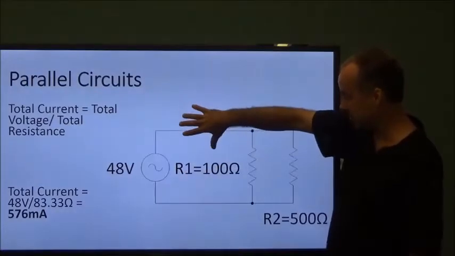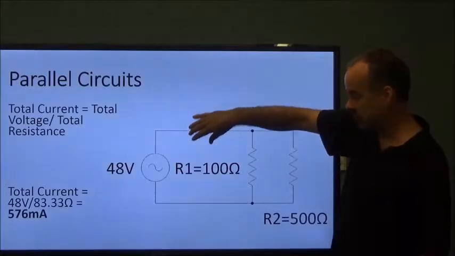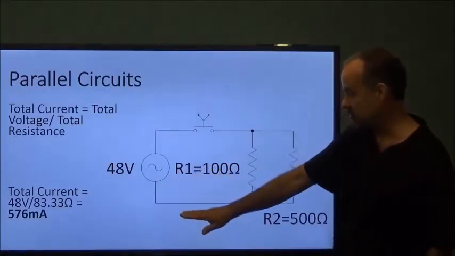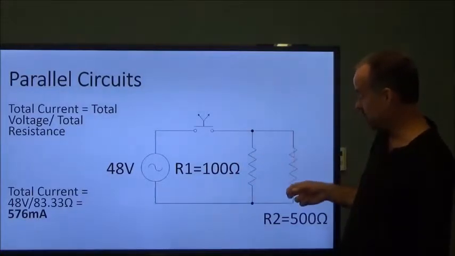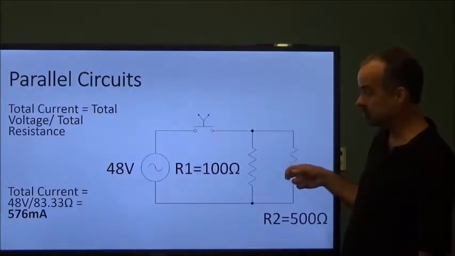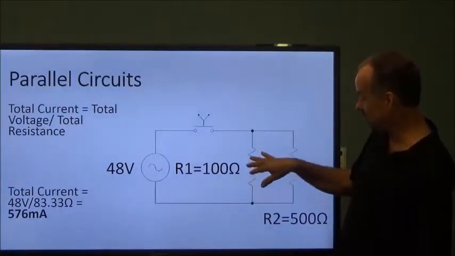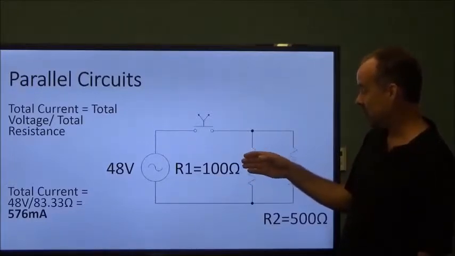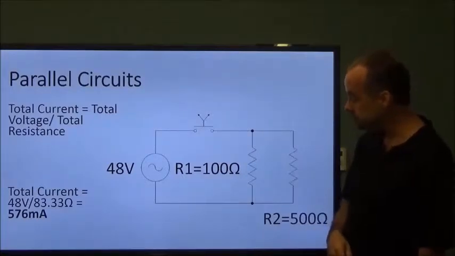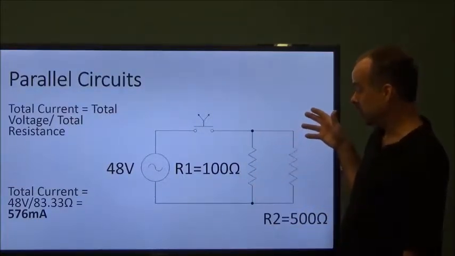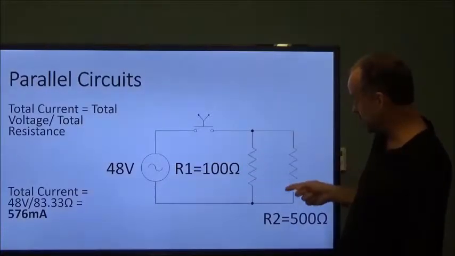So if I check the current on this leg right here, I would read 576 milliamps. If I tested it down here, I should read 576 milliamps. But that 576 milliamps is actually being shared between the two parallel branches. So I've got multiple paths. So I'm not going to read 576 milliamps here and here. I'm going to read part of it here and part of it here of the total. So now we need to figure out how much of that 576 is going here and how much of it is going here.